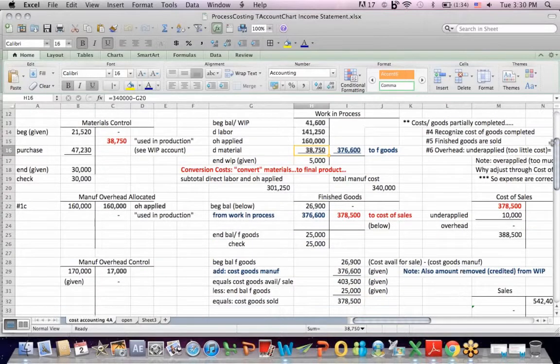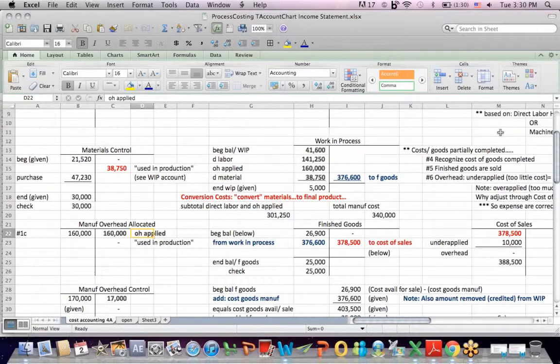Overhead is a little more complicated because we actually have a separate account. We had a manufacturing overhead control account for the actual spending, the checks we wrote, $170,000. We now apply or use in production $160,000, and it goes into a debit for overhead and work in process. The way we apply that overhead is based on some overhead rate that we calculate separately. So what you have in work in process might be a beginning balance, labor costs going in, overhead costs $160,000 debit, and material $38,750 debit.